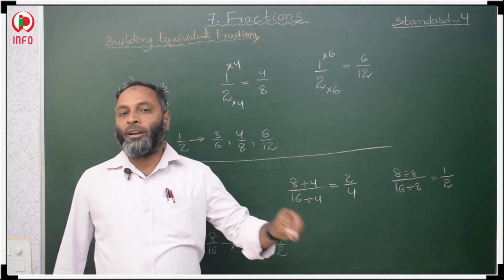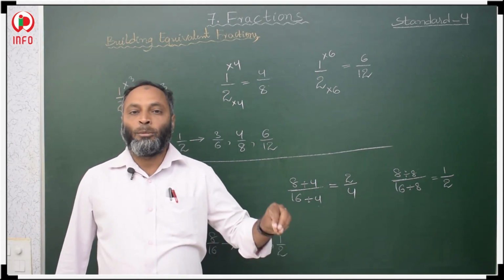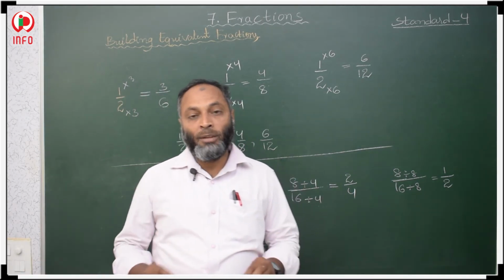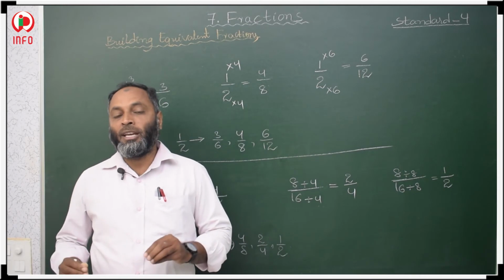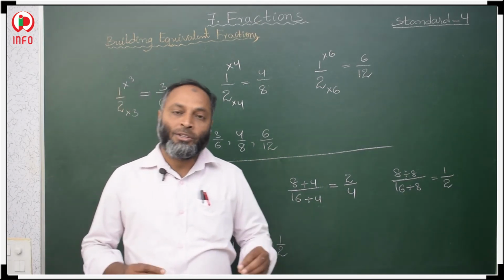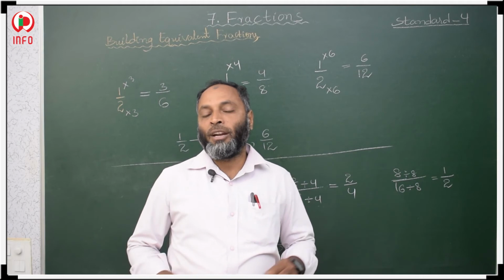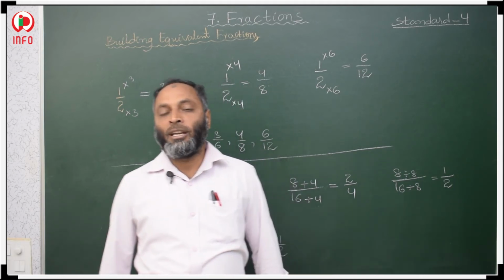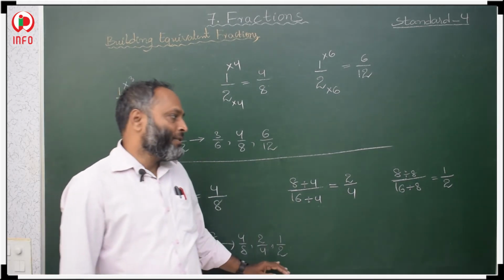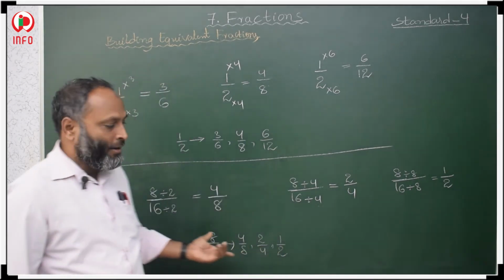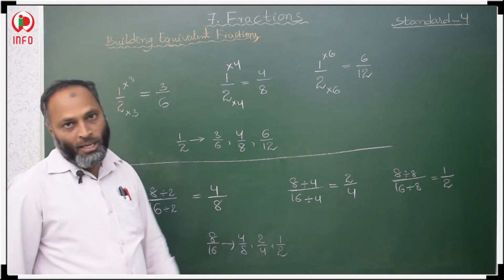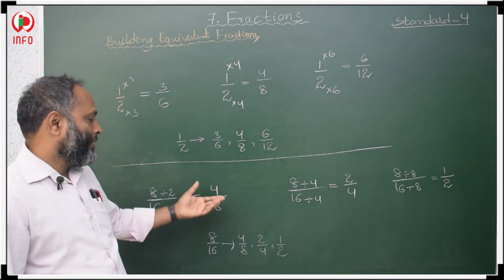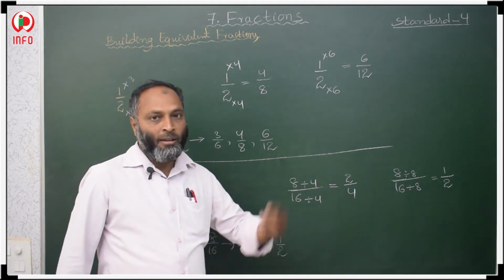Why are we getting limited equivalent fractions? Because we are dividing with common factors only. The numerator and denominator have limited common factors. That is why we can build only limited equivalent fractions in division. So by using division we are able to find equivalent fractions, but limited. Why limited? Because we have limited common factors.